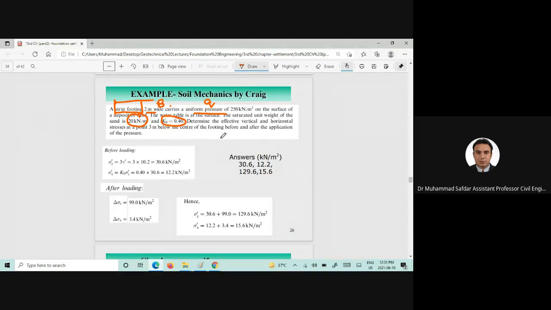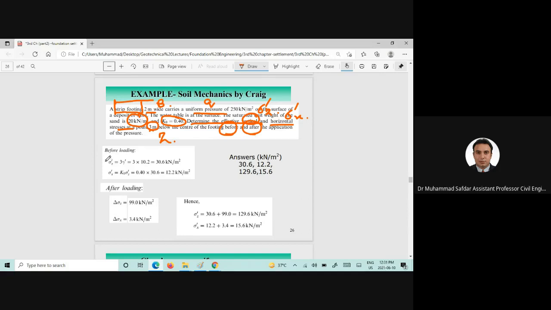What is required is to determine the effective vertical stress, sigma prime Z, and the horizontal stress, sigma prime X, at Z equal to 3 meters below the center of the footing, before and after the application of the pressure.